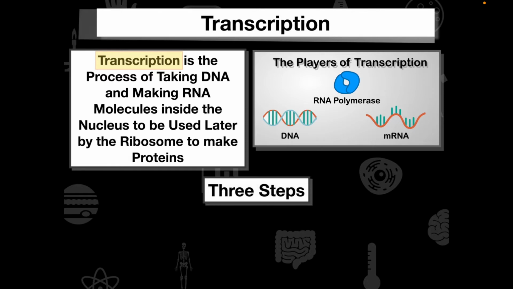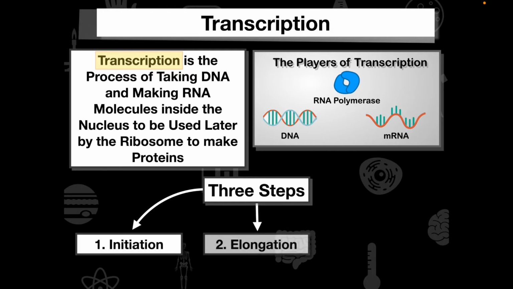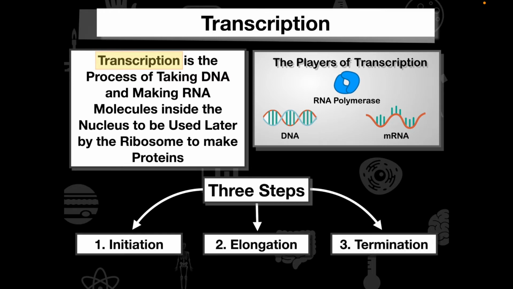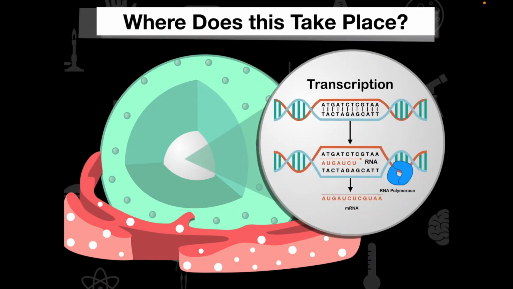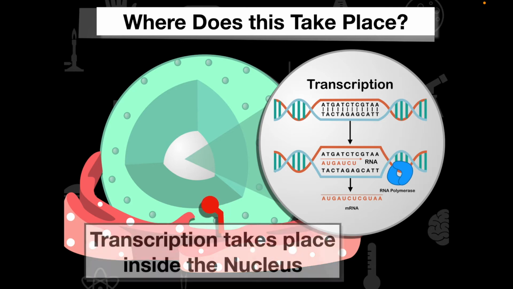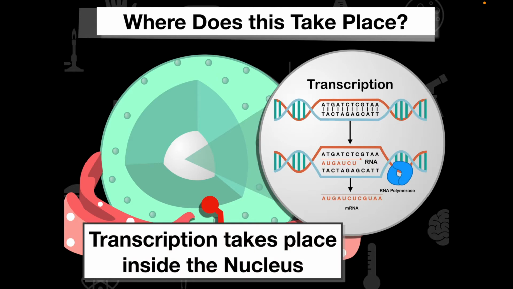Now transcription is going to consist of three basic steps. The first step is going to be initiation. Second step is going to be elongation, and then lastly we're going to have our termination step. So we are breaking it into three steps: initiation, elongation, and termination. Now if we're thinking about where this takes place, transcription takes place inside the nucleus, inside our eukaryotic cells.